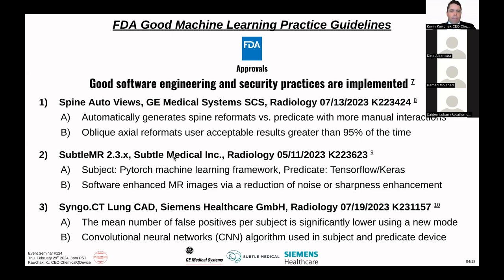So here's another one, Subtle Medical, this one in radiology. And again, these are from 2023. And this is switching from TensorFlow Keras to PyTorch. I'm not going to say what's best, but I've had experience in both of them. They're 2 different frameworks that both have their benefits. So in this specific iteration of this 510K, these are all 510Ks, meaning that they have a predicate device. It's not a de novo or a PMA; it has something that's very similar, and it's improving the performance without changing the intended use, is how they put it. So it's effectively software enhanced MR images via reduction of noise or sharpness enhancement.